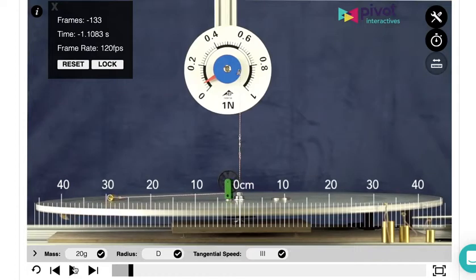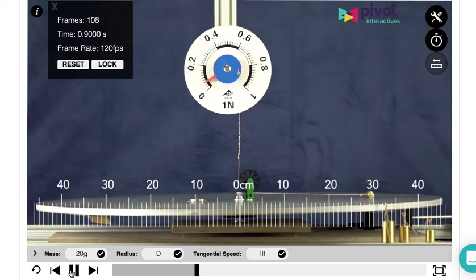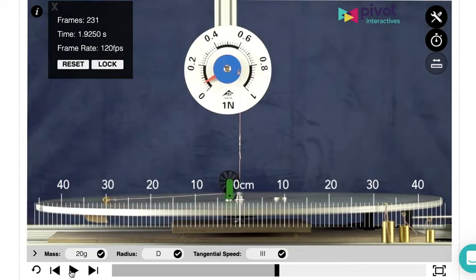Hit go to find the version of this experiment. We'll hit go. And it looks like right away we hit that outside edge. So let's say that's the beginning. Let's hit reset. We'll let this make one full revolution. We'll pause the video and it hits back at the 30. And it looks like it's about at the edge right there. So 20 gram mass, 30 centimeters. It took 2 seconds to get around.